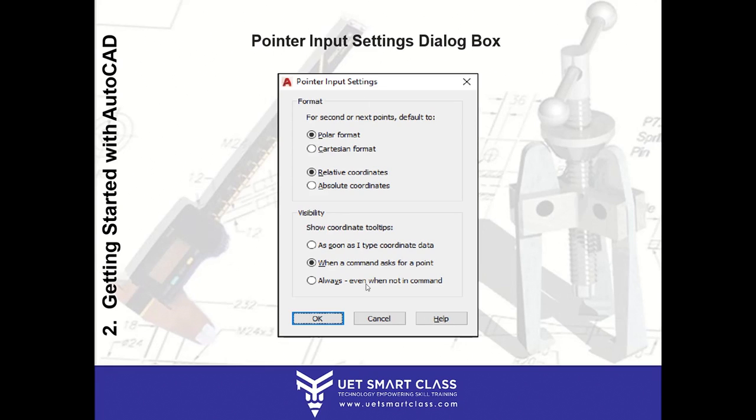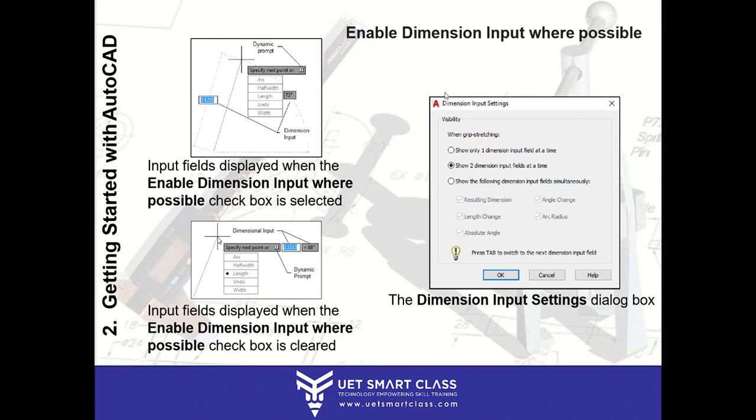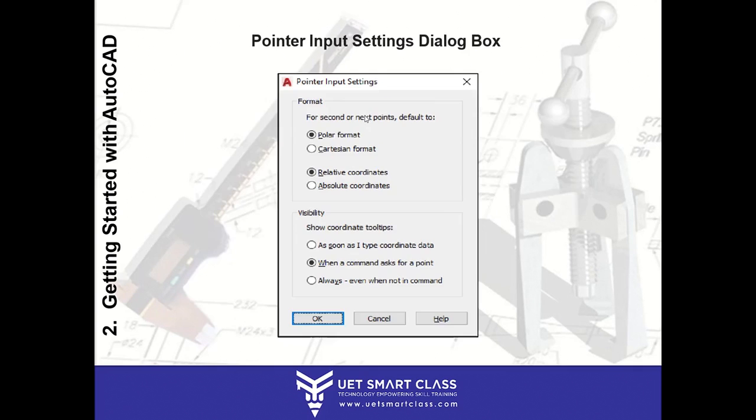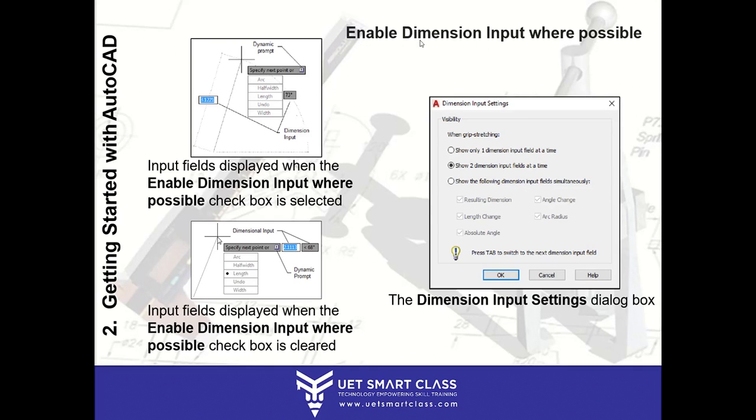And if you don't want any changes, then cancel it. All right. This is all about the pointer input setting dialog box. The second checkbox was enable dimension input where possible. When you click on enable dimension input where possible, this dimension input basically displays in the graphic area a preview of that particular dimension.